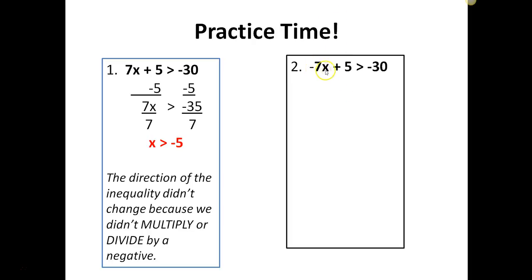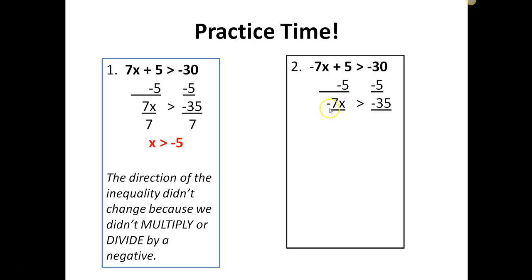Okay, new problem, number 2. I have negative 7x plus 5 is greater than negative 30. I can tell this is a totally different problem. How would we solve it to get x alone? Well, we need to get rid of the plus 5. The opposite of adding 5 is to subtract 5 from both sides of the inequality. So I'm left with a negative 7x on my left and a negative 35 on my right. Still, it's greater than.